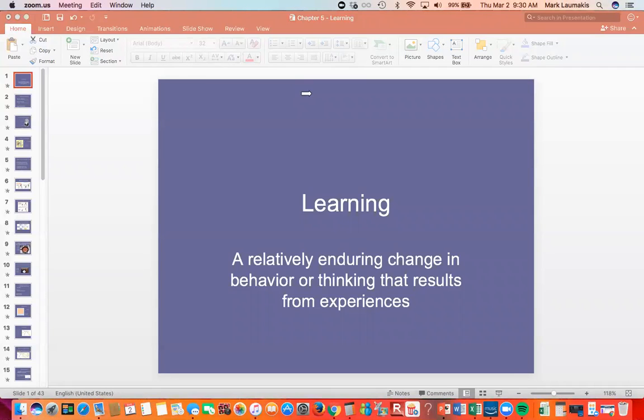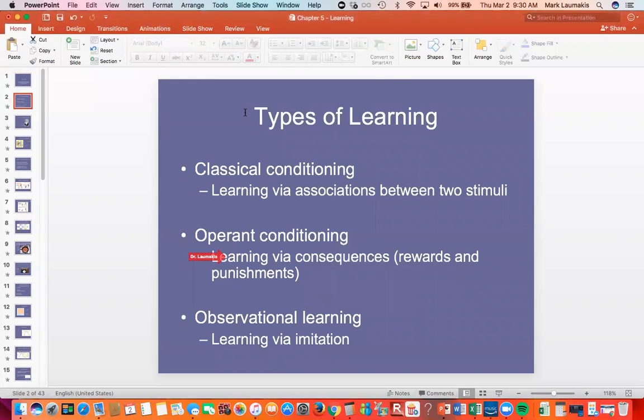Today, what we are going to do is continue our discussion of learning, and our focus today will shift from classical conditioning to operant conditioning. Remember on Tuesday when we got together face-to-face, we defined learning as this relatively enduring change in behavior or thinking that results from our experiences, right? And we talked about the first of the three major forms of learning, which was classical conditioning.